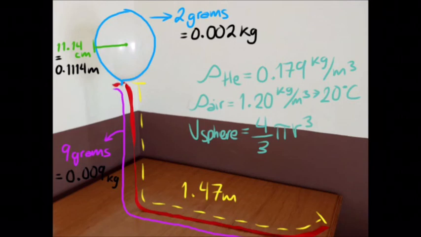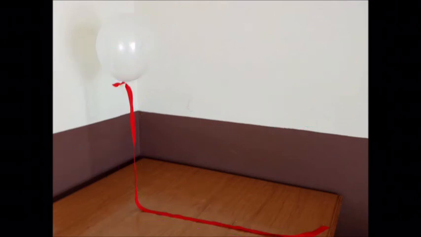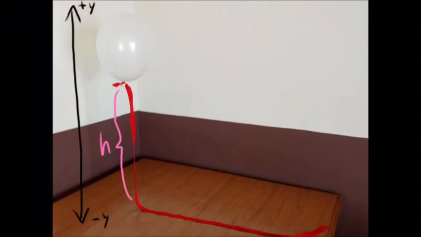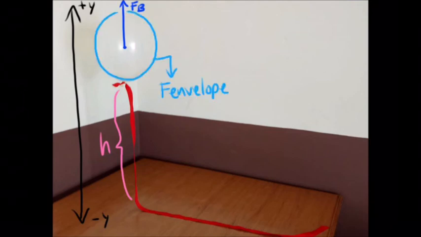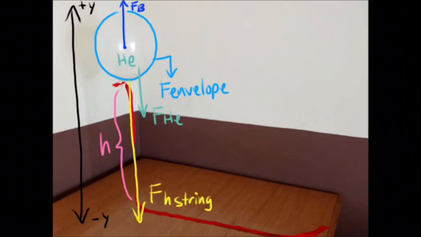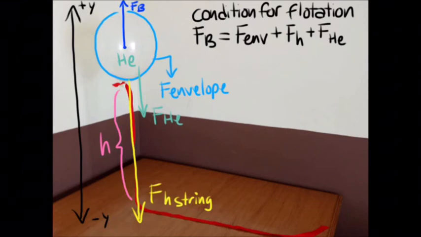First, we will analyze the forces involved and obtain a condition for the balloon's flotation that would help us calculate what we need. As the balloon remains stationary while it lifts a portion of the string, we identify this portion as h. We actually got an experimental value for h, but we will discuss it later. The buoyant force goes upwards, and in the opposite direction, we have a force generated by the balloon's envelope, another one generated by the helium in the balloon, and a force created by the h portion of string. From this, we can obtain a buoyant force expression, which describes all the forces in the experimental model.